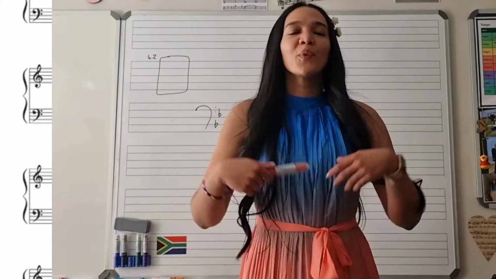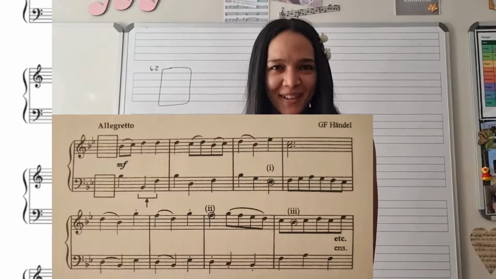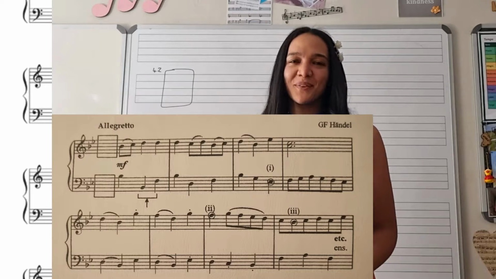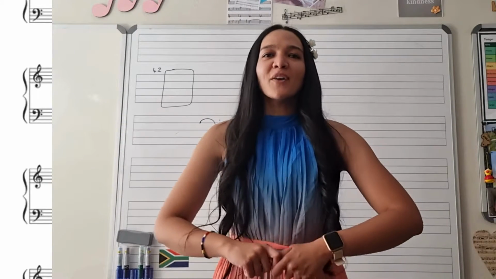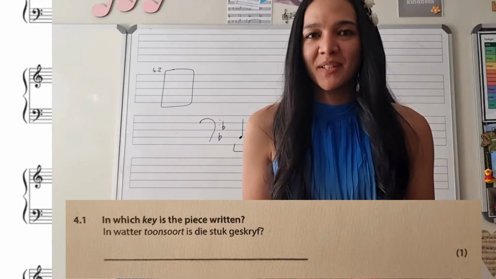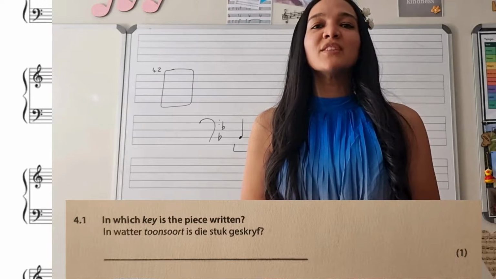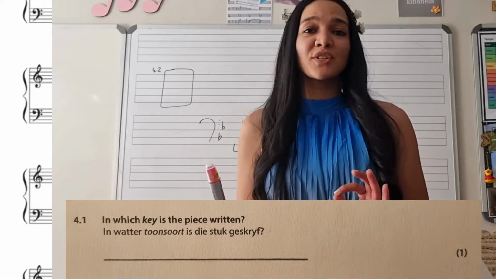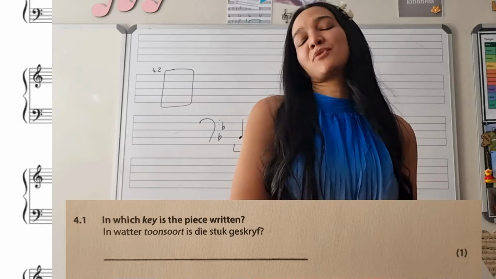In question 4, we are yet again given a little musical extract, so let's study it and answer the questions that follow. 4.1 asks of us, which key is this piece written in? And yet again, you can see how important it is to know our key signatures, because this question about keys will come up multiple times during the paper.